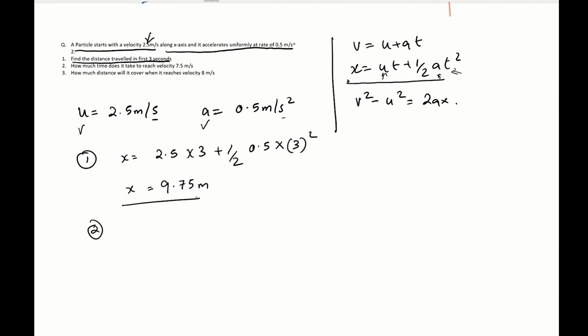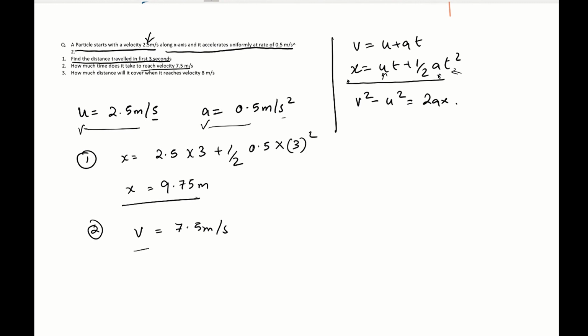Okay, moving on to the second question. How much time does it take to reach a velocity of 7.5 meters per second? So now they have given us a velocity, or the final velocity, which is 7.5 meters per second. What they are saying is, well, you have the initial velocity, you have the final velocity, you also have acceleration.